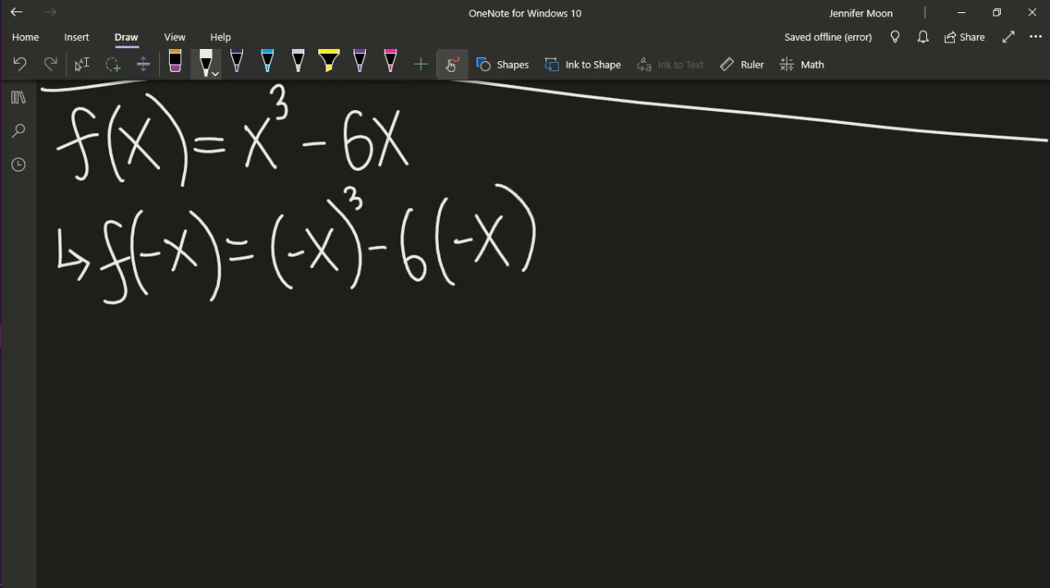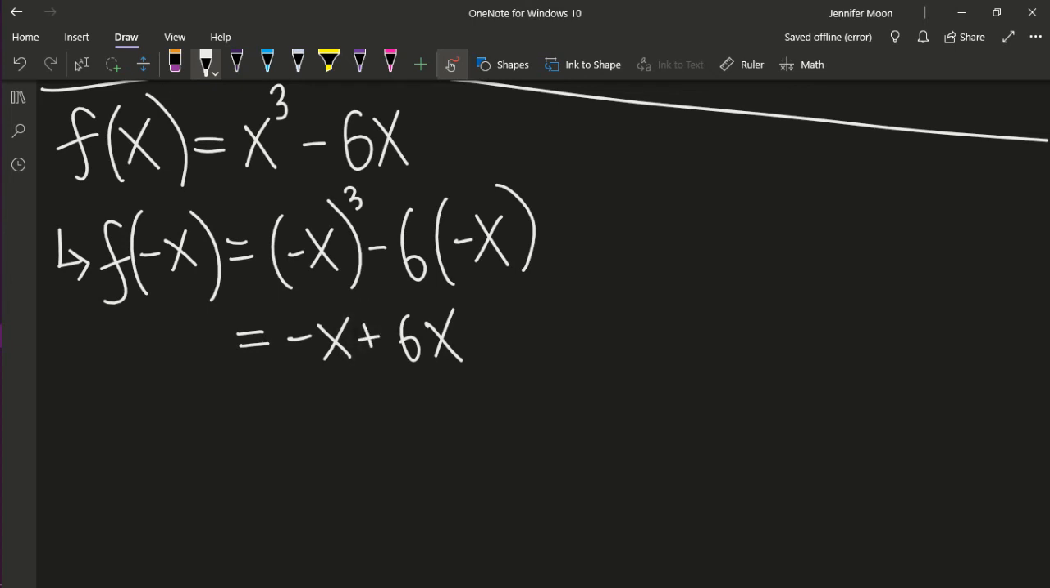So now we just need to evaluate. I know that because my negative x is being raised to an odd power, that will result in a negative x. And then if you look at 6 times x, that's 6x. Those signs are the same, so it's positive.